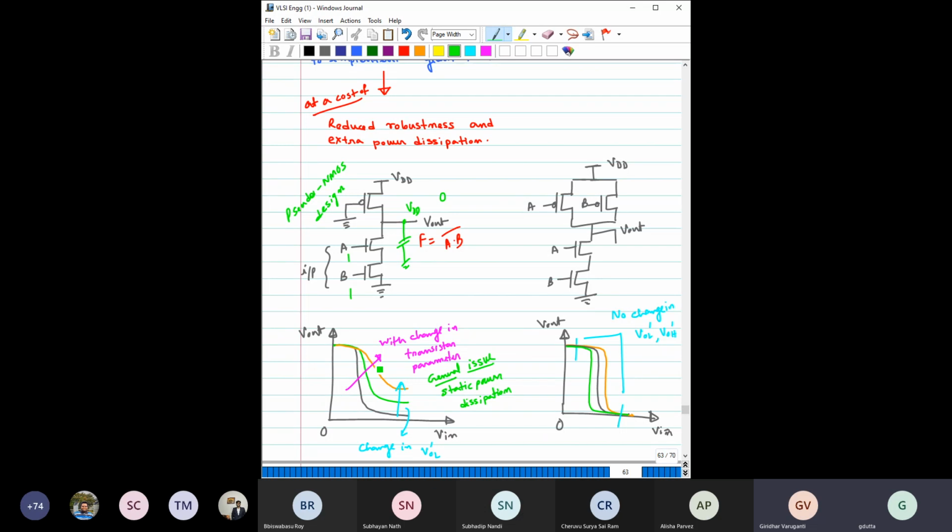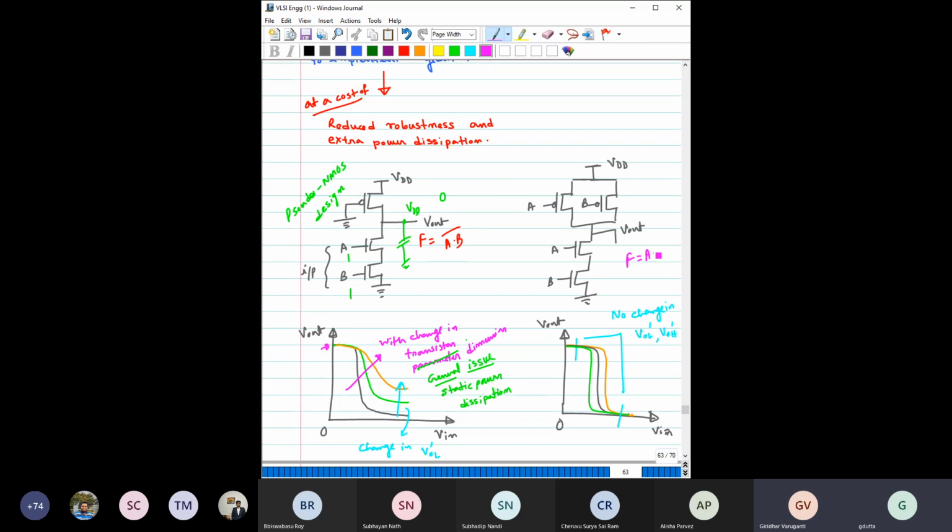If you change the dimensions of these devices, I should not have written transistor parameters here, basically dimensions, then you see the voltage transfer characteristics is changing like this. So you can see from here VOH' is fixed, but VOL' is dependent on the transistor parameter. If you consider the resistive load also, we have seen similar things, that if you change the transistor parameter, either this or maybe both will shift depending on the transistor parameter.